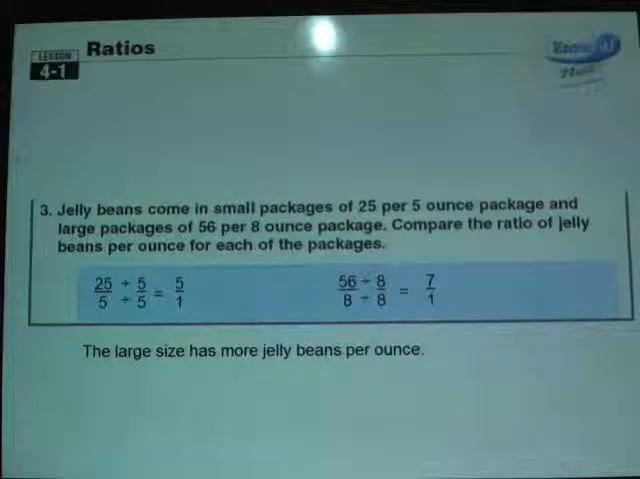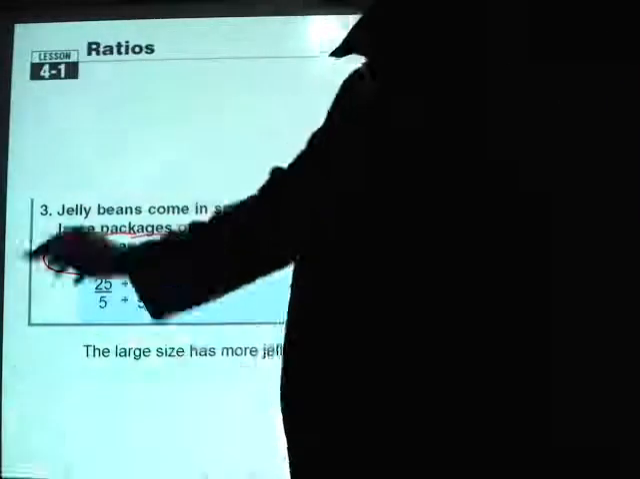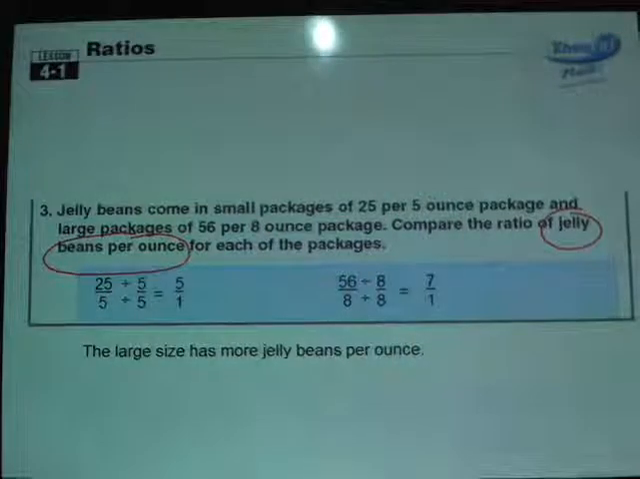Here's the final question. It says jelly beans come in small packages of 25 per 5-ounce package and large packages of 56 per 8-ounce package. Compare the ratio of jelly beans per ounce for each of the packages. Okay, so they want us to compare the ratio of jelly beans per ounce. So that's the order they want me to write my ratios. The number of jelly beans compared to the number of ounces. Jelly beans first, ounces second.